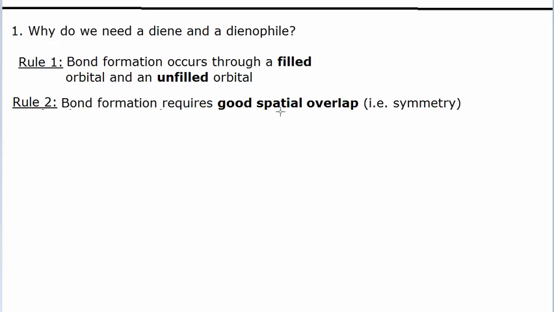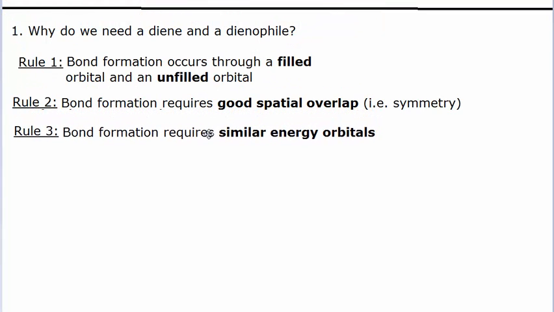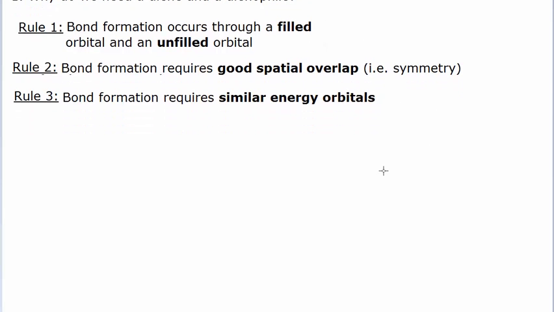Say you have two p orbitals, they combine on axis, that makes a bond. And the reason that works is because they combine with the correct symmetry. We'll talk a little bit more about that as well in a little bit. The third requirement is that the orbitals need to be similar in energy. If they're too different in energy, they're not going to mix that well, and you're not going to get a stable bond. Okay, so what do we mean about that in the context of a diene and a dienophile?